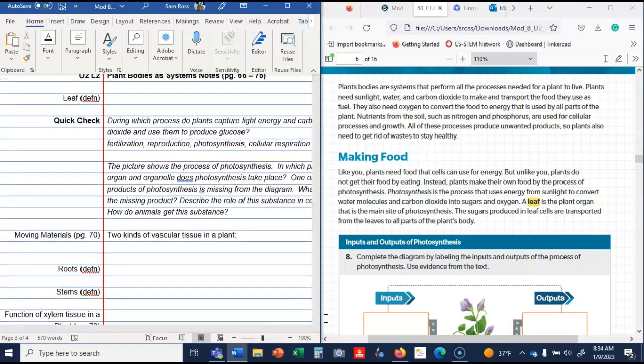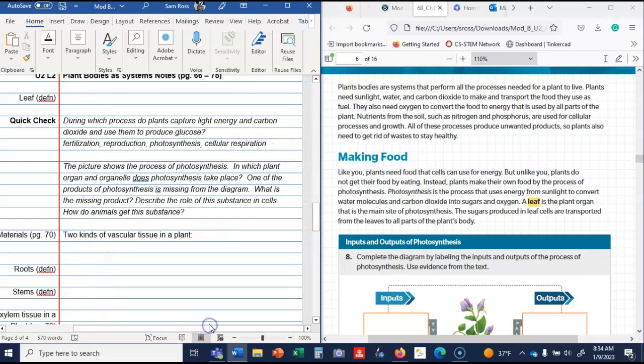Leaf. The definition of a leaf is the plant organ that is the main site of photosynthesis. And then we have some more quick checks. So let's see.